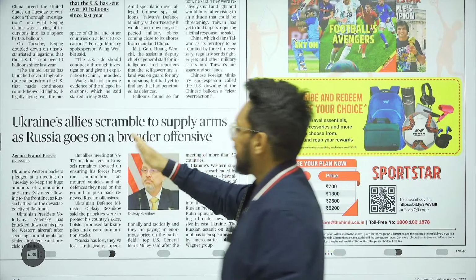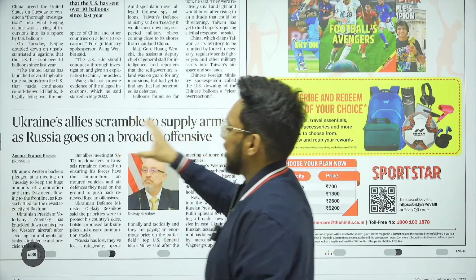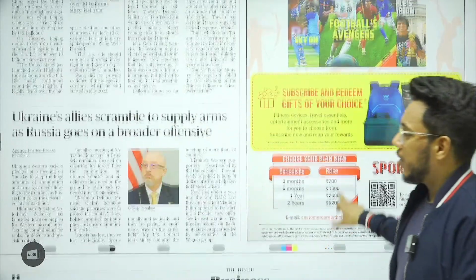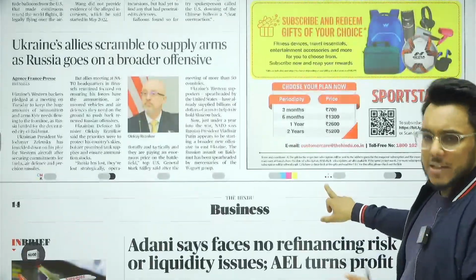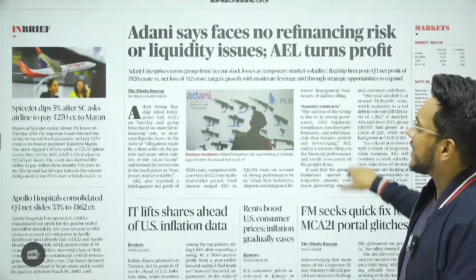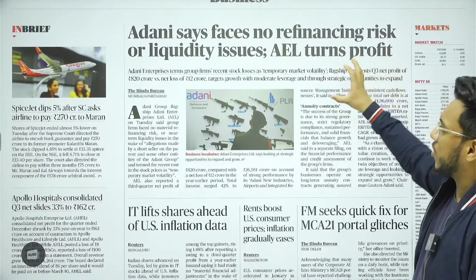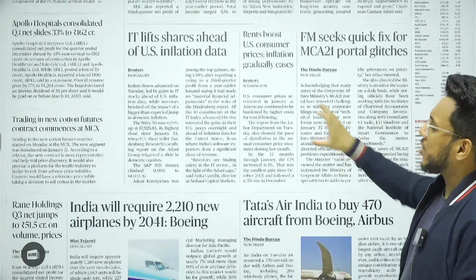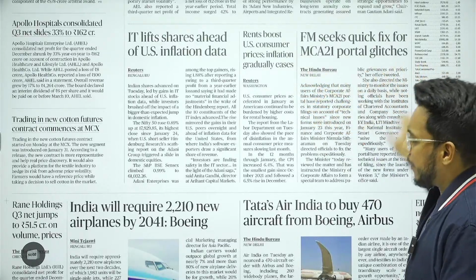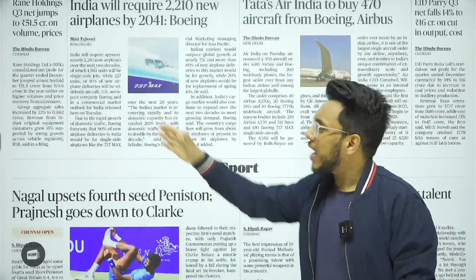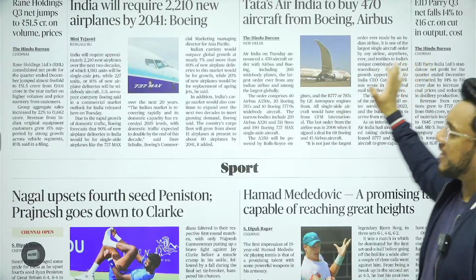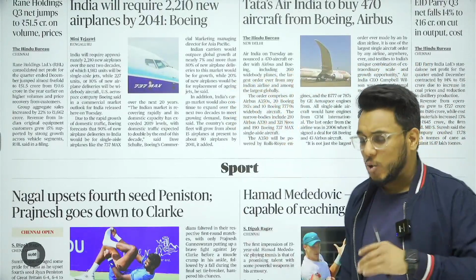Then "Ukraine's allies scramble to supply arms as Russia goes on a broader offensive." This is about the Russia-Ukraine war going on. Then, guys, "Adani says faces no refinancing risk or liquidity issues." "IT shifts shares ahead of US inflation data." Majorly here we have corporate data, corporate trends, etc. Therefore, please don't go here.